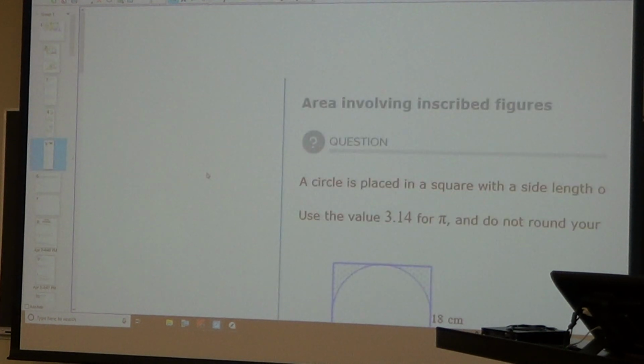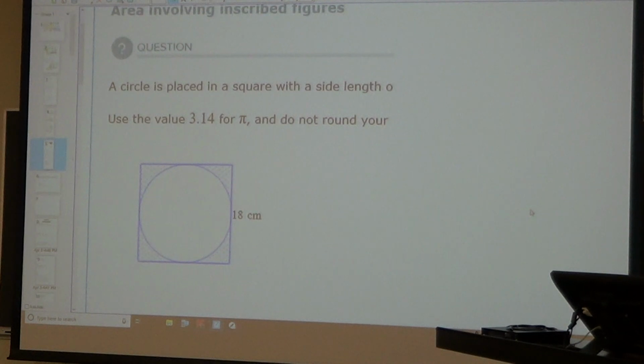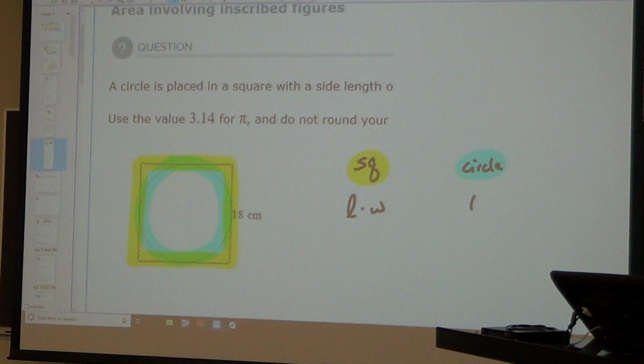Now, look at these. Similar kind of problems. It's just like the triangles we did a minute ago. It's the outside shape and the inside shape. What is your outside shape? A square or a rectangle, either one, whatever you want to call it. That's your outside shape. What is your inside shape? Circle. Now, if I go to my formula sheet, the outside shape is a square, and the formula for a square is length times width, or side times side. On the inside, we have a circle, which is pi r squared.